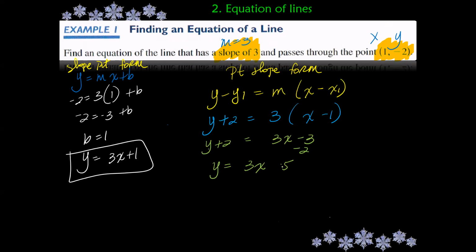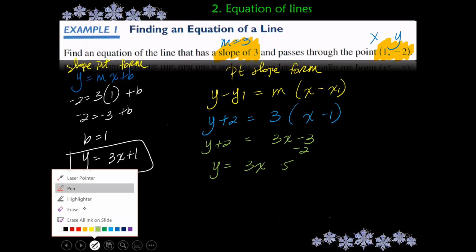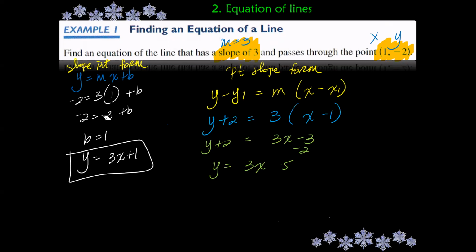I made a mistake here somewhere. I'm not quite sure how I did that. Oh, you know why? Because I just found out. 3 times 1 is not a negative 3. Duh, Callahan. Excuse my error.